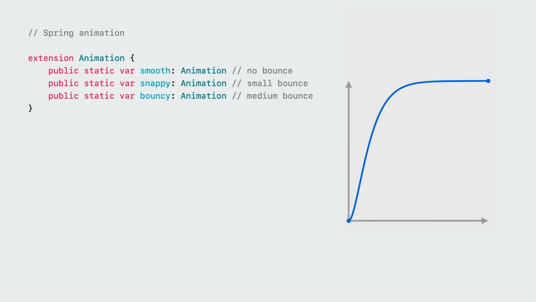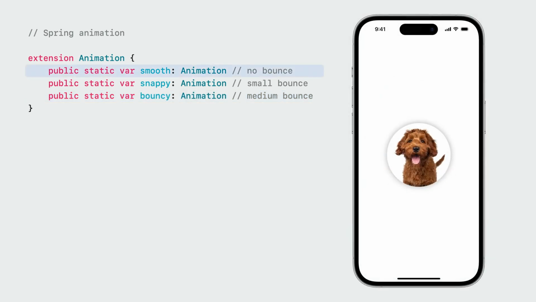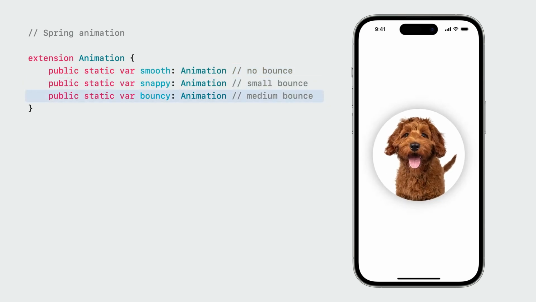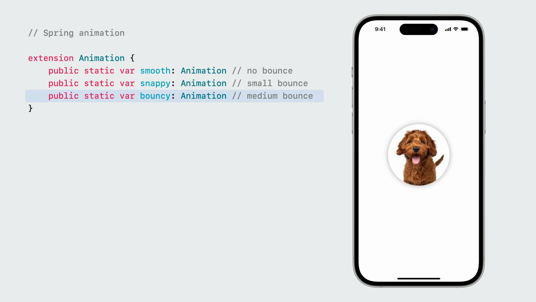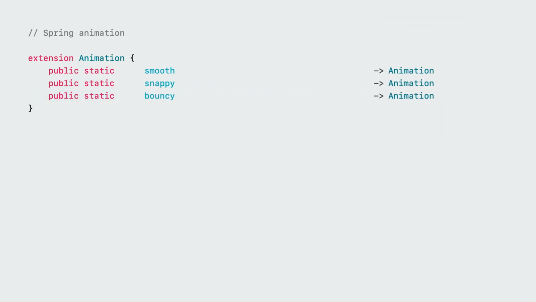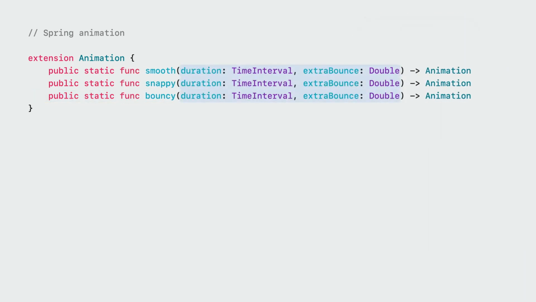SwiftUI comes with 3 built-in spring presets: smooth, which has no bounce; snappy, which has a small amount of bounce; and bouncy, which has a larger amount of bounce. If you're uncomfortable parameterizing a spring animation, these presets are a reliable way to get something that feels good. Each preset can also be tuned to adjust the duration or tweak the bounciness.